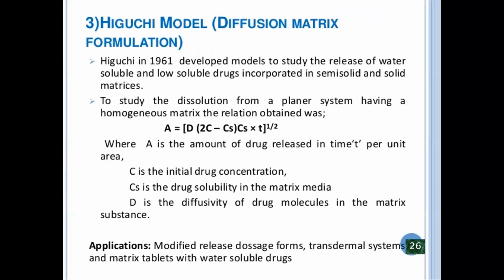Third one is the Higuchi model. It is also known as the diffusion matrix model. In 1961, Higuchi developed the model to study the release of water soluble and low soluble drugs incorporated into semi-solid or solid matrices. For the rate of dissolution from a planar system having a homogeneous matrix, the relation can be expressed by the following equation. Its application is for modified release dosage forms, such as transdermal systems and matrix tablets with water soluble drug.